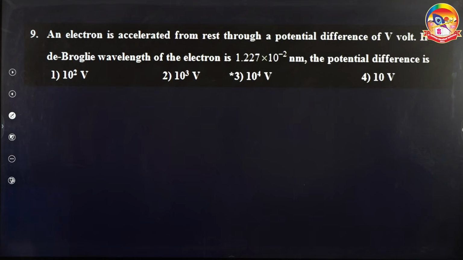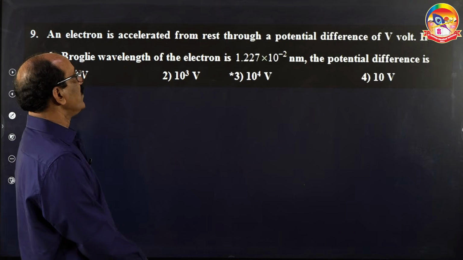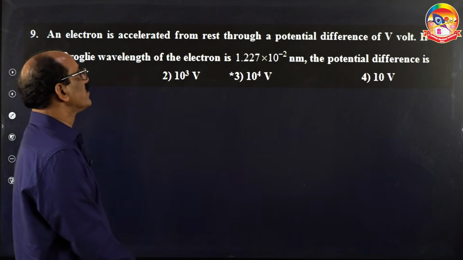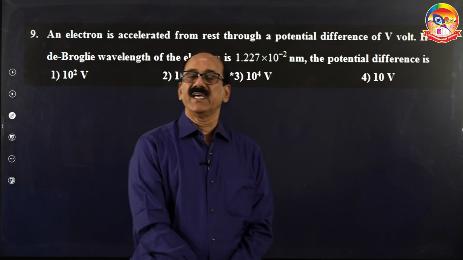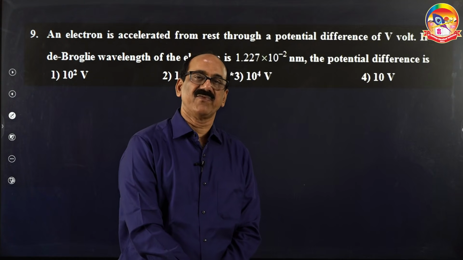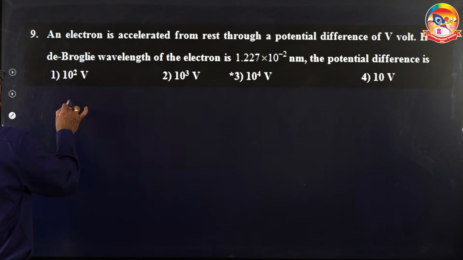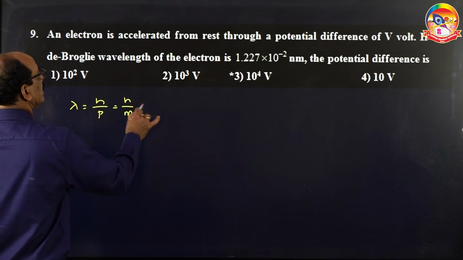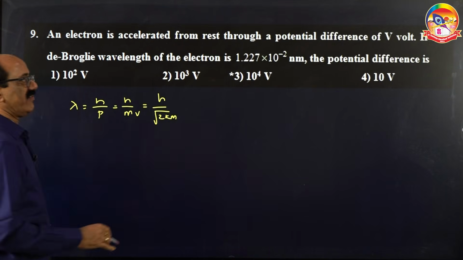So then, an electron is accelerated through a potential difference of V volt. If the de Broglie wavelength of the electron is 1.227 into 10 power minus 2 nanometer, the potential difference is? So we know that according to de Broglie's hypothesis, every particle having momentum behaves like a wave of wavelength lambda, given by lambda is equal to h by mv, or h by momentum, that is equal to h by root 2 Km, where K is the kinetic energy of it.